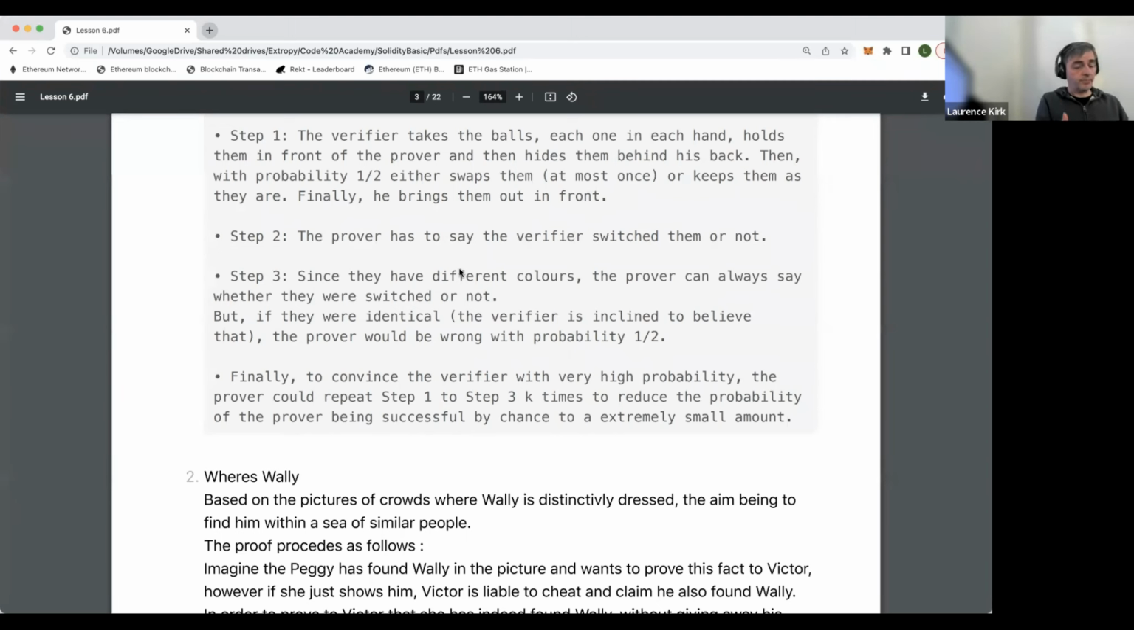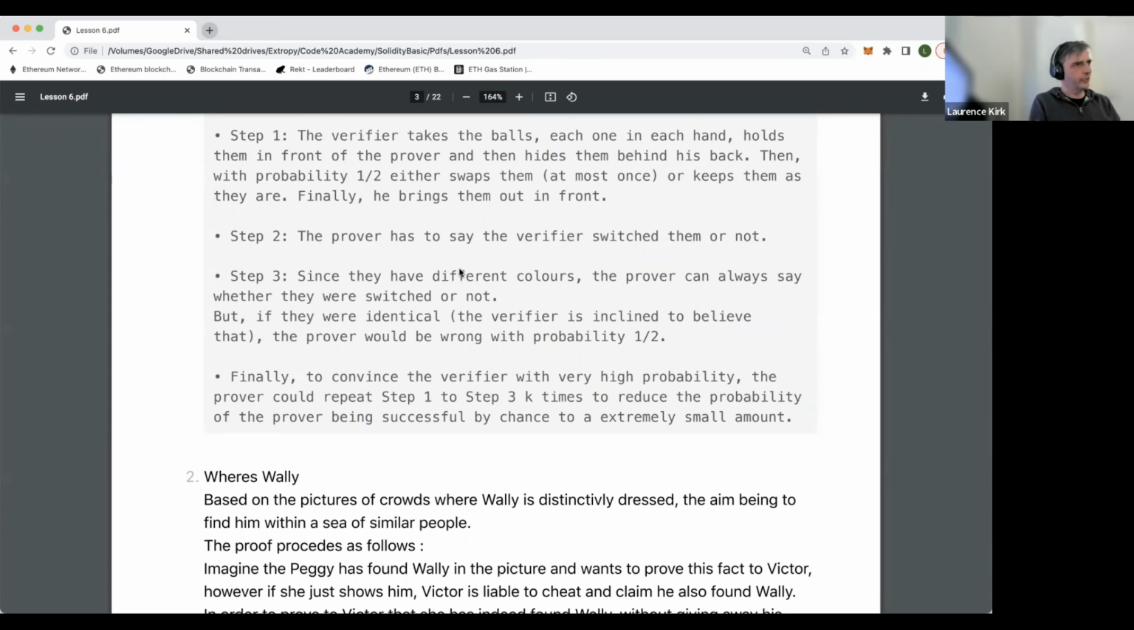So what has happened here is that the prover has proven to the verifier that they know a particular thing. So that they've shown that they know that the balls are distinct. And also there is a zero knowledge aspect to this because the verifier hasn't gained any other information during this process other than that the prover does indeed know that these two balls are distinct. So there is a zero knowledge aspect also.